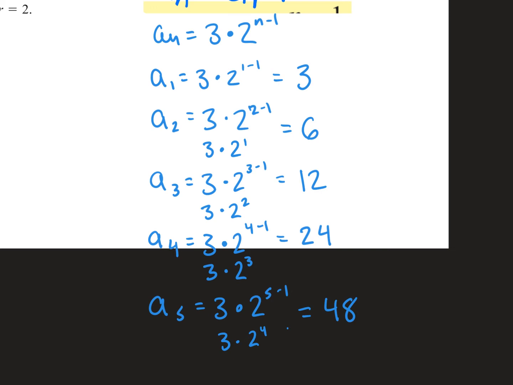So even though it gave us our common ratio here is 2, that means we multiply times 2 to get from one number to the next. We can easily do that without doing all of this math here. You still have to show your work. So I need to see you plug in 1, 2, 3, 4, 5.